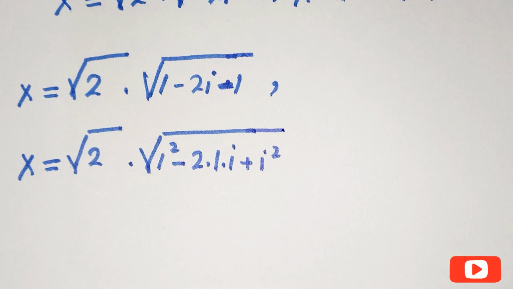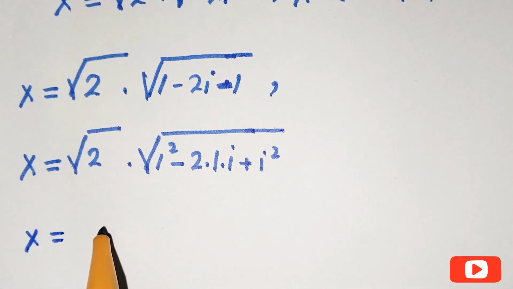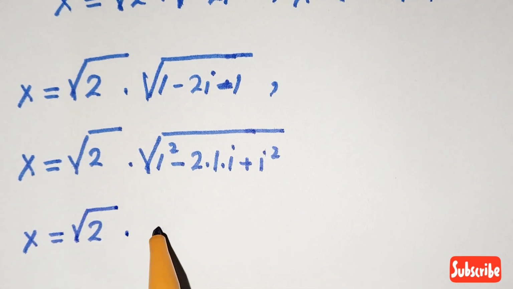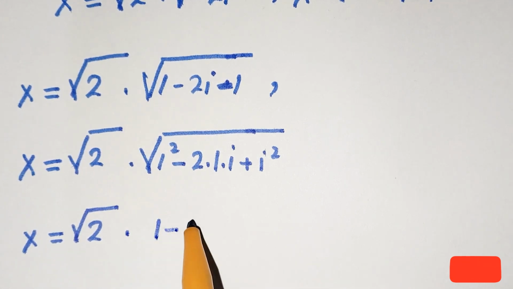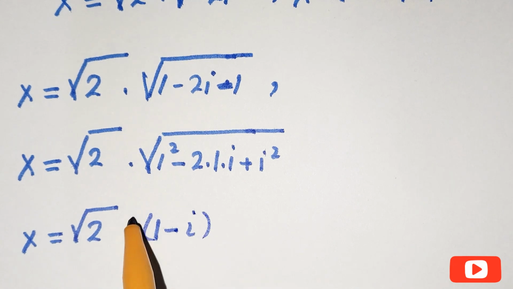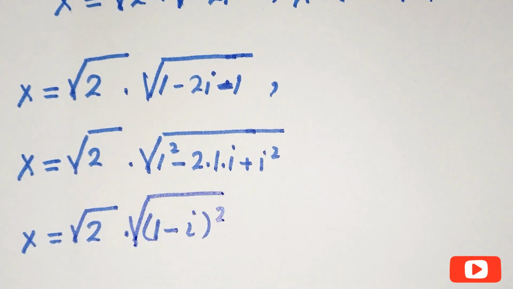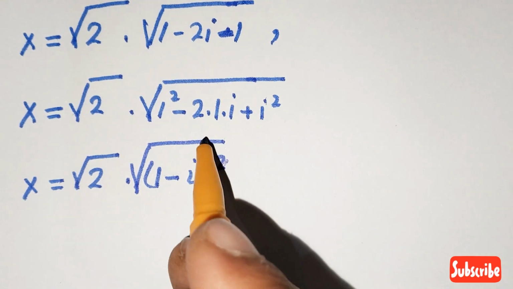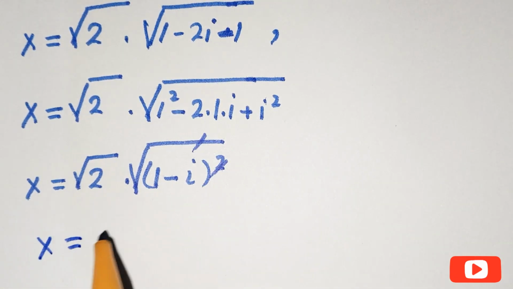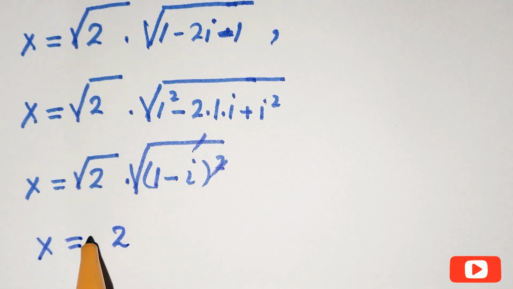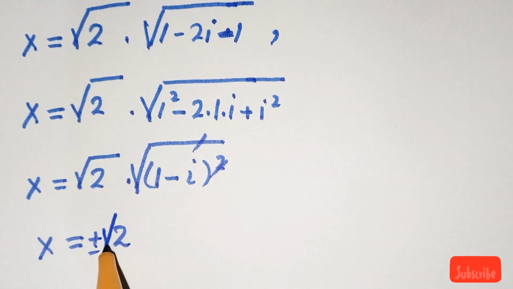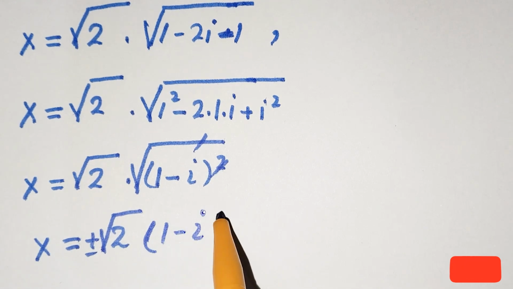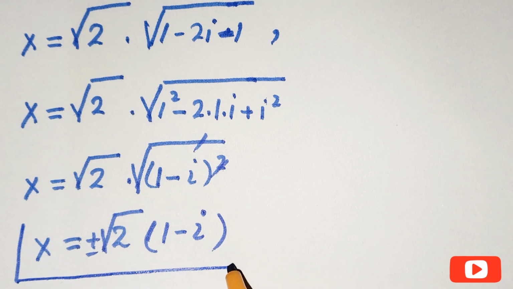And now x is equal to the square root of 2 times (1 minus iota) whole square. Then we can cancel this square and root, and we get x is equal to plus minus the square root of 2 times (1 minus iota). So it is our first answer.